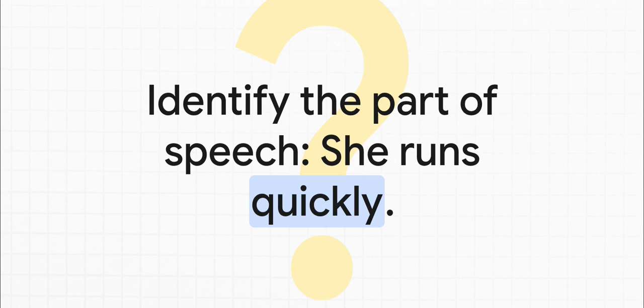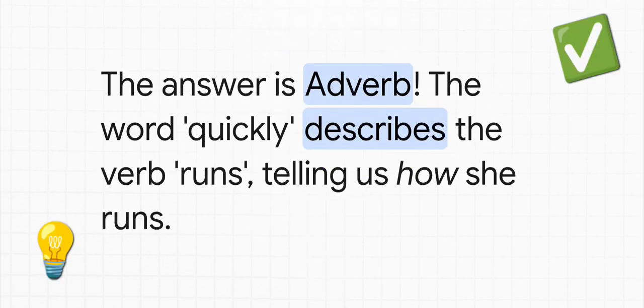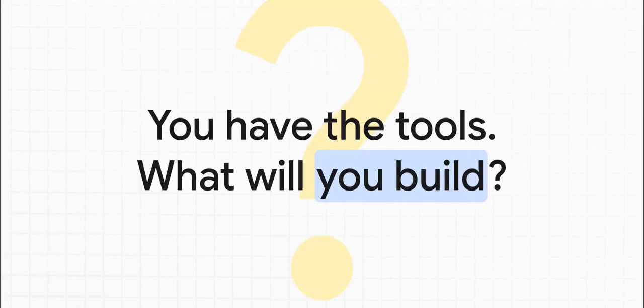What is its job in this sentence? What question does it answer about the action? Go on, take a second to think about it. If you said adverb, you absolutely nailed it. Quickly is telling us how she runs. It's describing the verb, so it has to be an adverb. Awesome job. So there you have it.